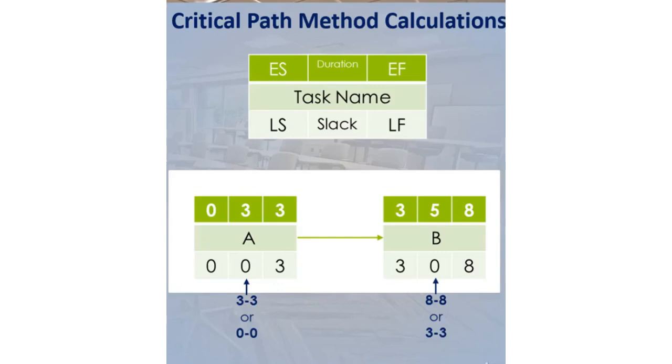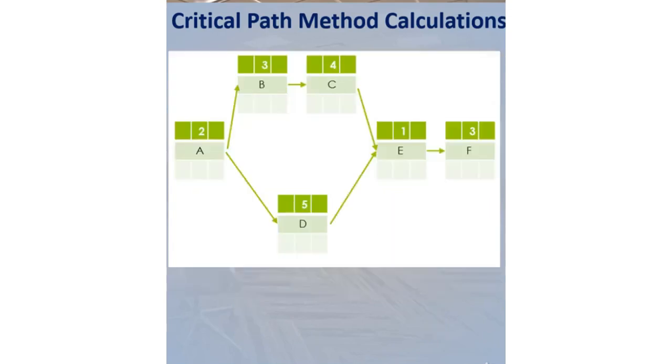Similarly, the slack value of B will be equal to 8 minus 8 or 3 minus 3. This value is therefore calculated to be 0. Now, let's solve a small example to understand the calculations better.